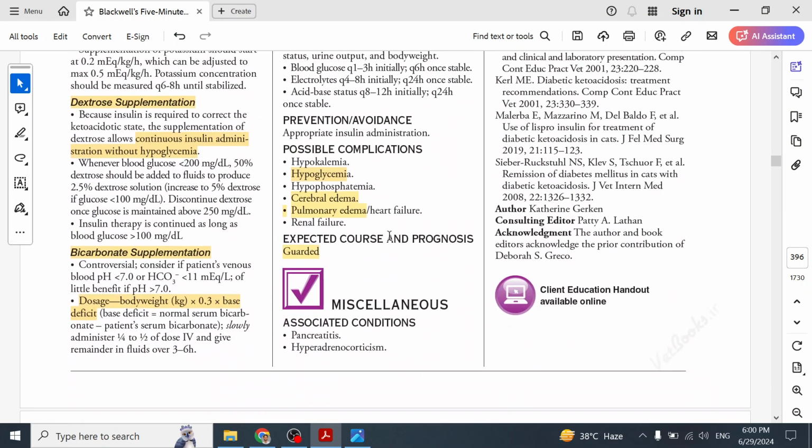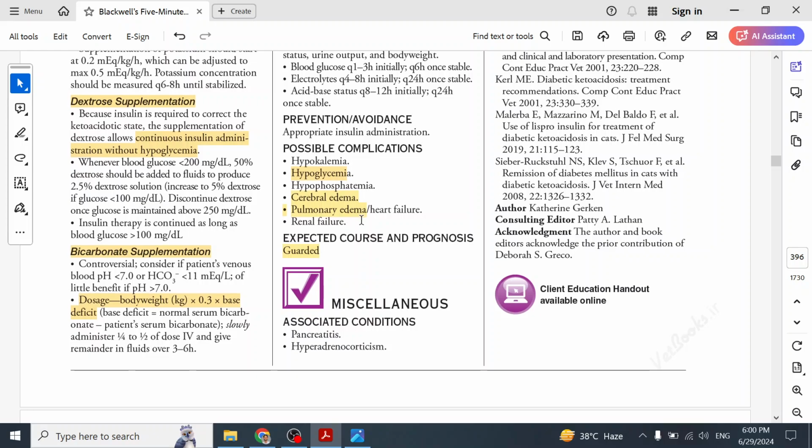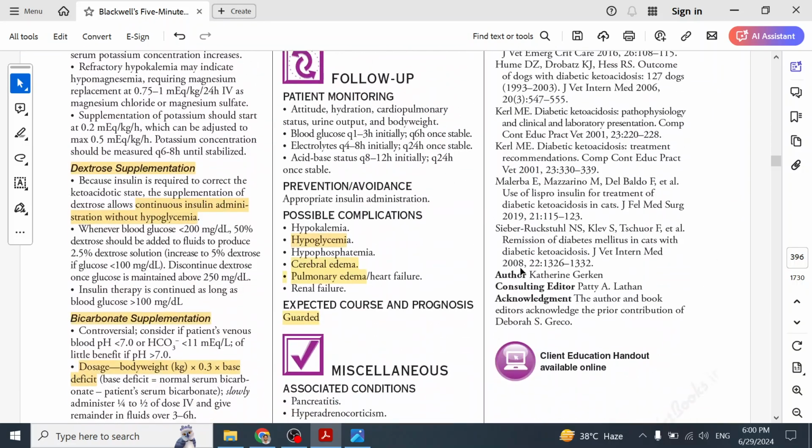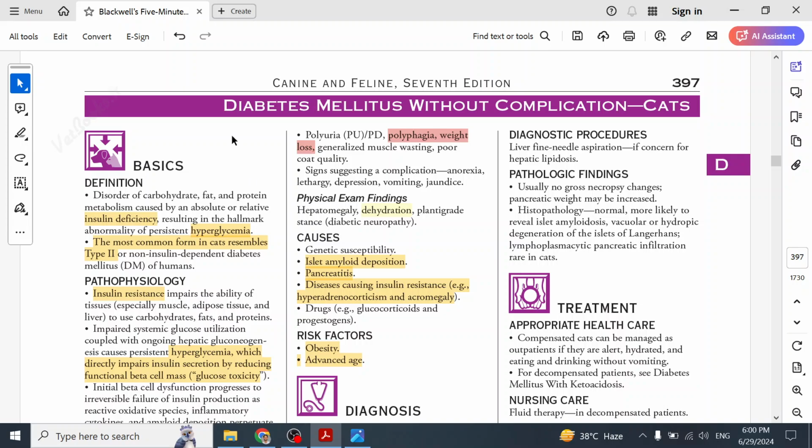Next are possible complications: hypoglycemia, cerebral edema, and pulmonary edema. These are the same complications which we face in HHS. Then the expected course and prognosis is guarded. And the last point which we will discuss is diabetes mellitus without complication in cats.